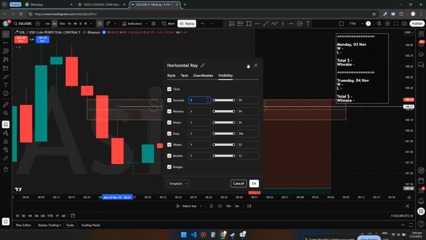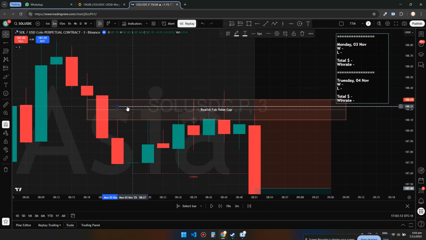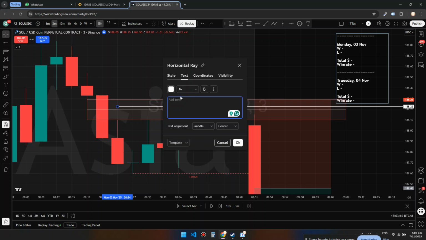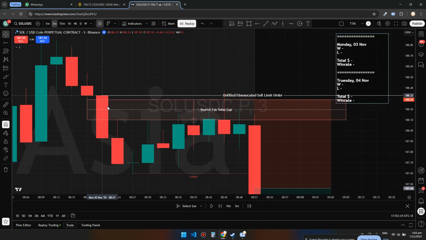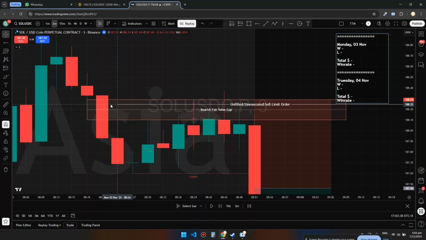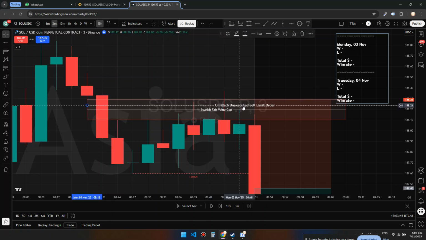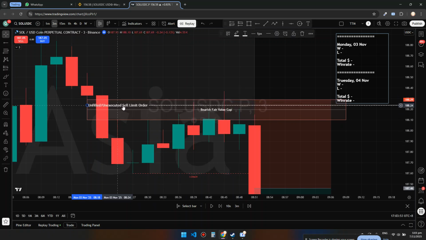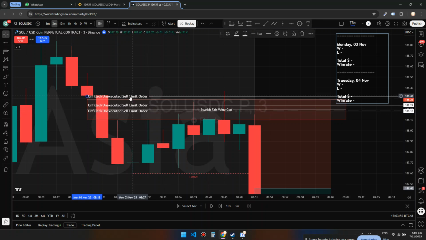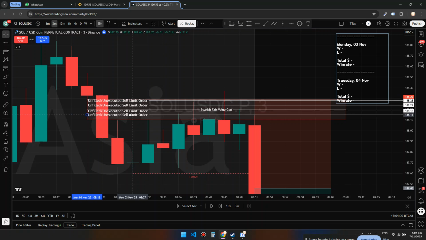So I just simulate what happens at this area. People have a sell limit order, unfilled or unexecuted sell limit order. So fair value gap just means that because price moves so fast, there are many unfilled and unexecuted sell limit orders. So just imagine this. There are many unfilled and unexecuted sell limit orders.